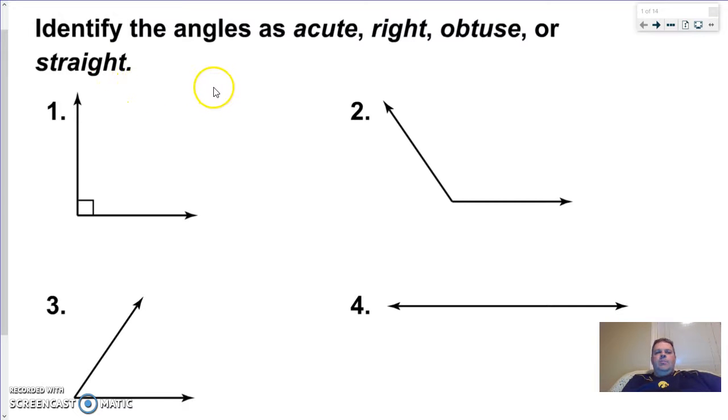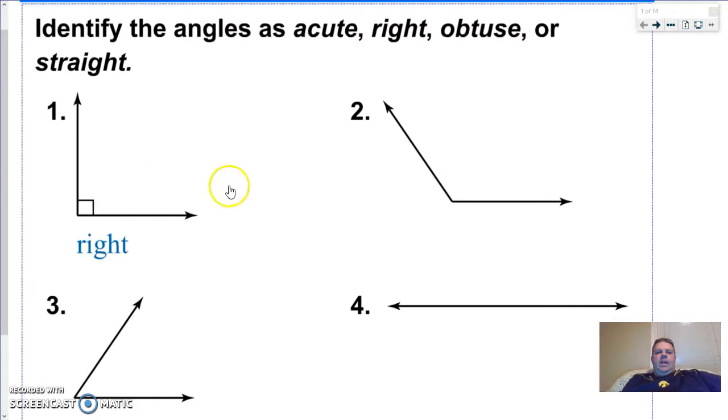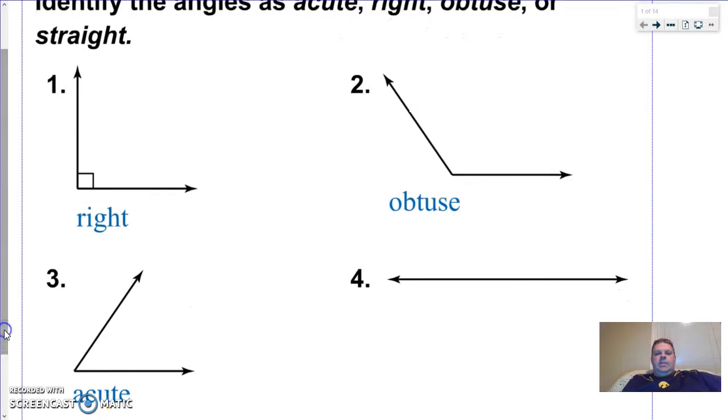So please take a minute, pause the video, talk about the types of angles that you have and see if you can identify those. Hopefully you were able to identify the first one as a right angle. It is a 90-degree angle. The second one is obtuse because it is bigger than a 90-degree angle. The third one, as you can barely see, is an acute angle because it is smaller than a 90-degree angle. And our last one is straight because it is obviously a straight line.